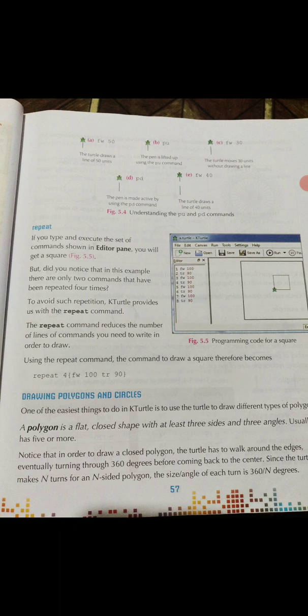Since the turtle makes n turns for an n-sided polygon, n means where the particular number is not given to you. That's why we are assuming n. The size of the angle of each turn is 360/n degrees. But we know that to complete a circle we require what? How many degrees? We require 360 degrees. Clear?